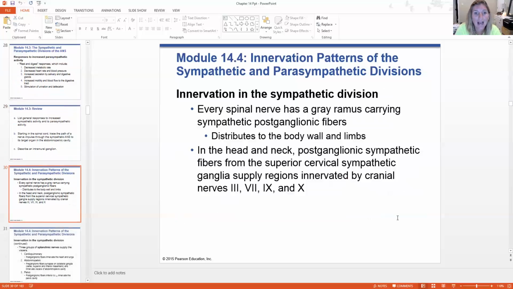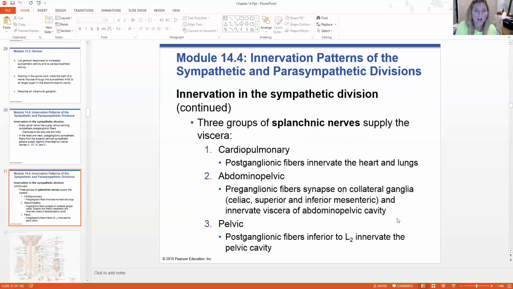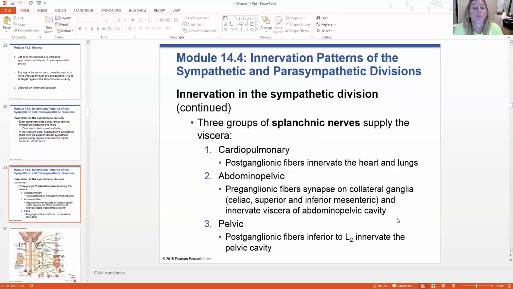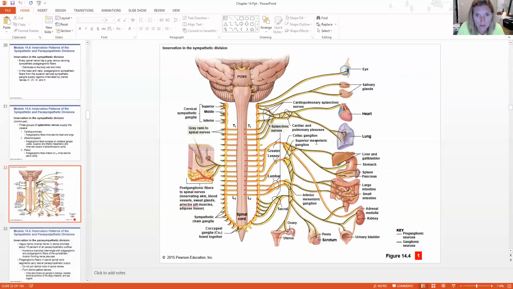Let's talk about how our sympathetic division is innervated. Every spinal nerve has a gray ramus carrying sympathetic postganglionic fibers. It distributes them to the body walls and the limbs. In the head and neck, the postganglionic sympathetic fibers from the superior cervical sympathetic ganglia travel along the cranial nerves 3, 9, 7, and 10. And there are groups called splanchnic nerves that supply the viscera, the cardiopulmonary, abdominopelvic, and pelvic fibers. All come from the splanchnic nerves. There's the splenic nerves.